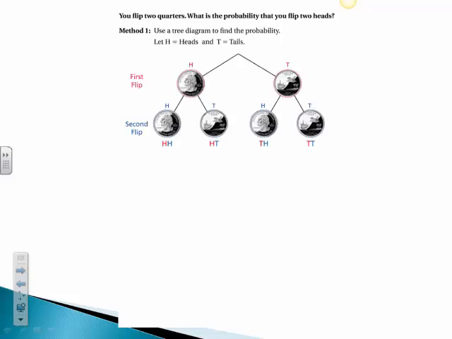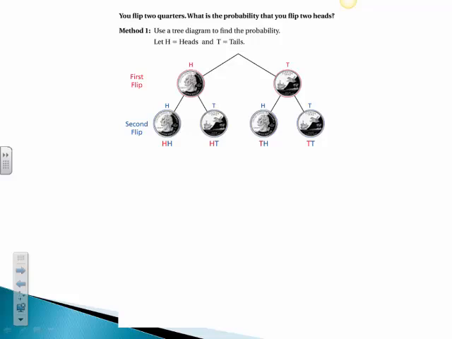You flip 2 quarters. What is the probability that you will flip 2 heads? So there's 2 different methods, okay? Now the first one is going to show you how logic can do this. However, then I'll show you how the formula will make everything a lot simpler, okay? So the first method you could do is do a tree diagram.